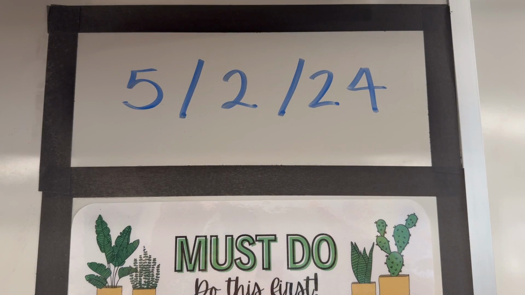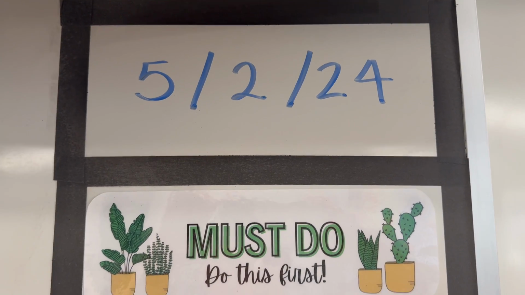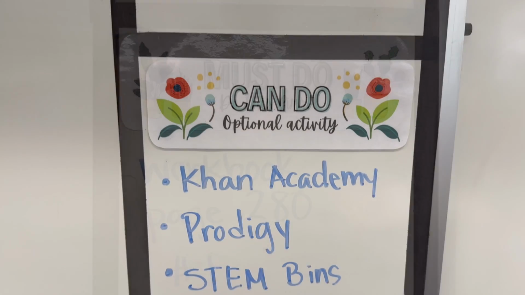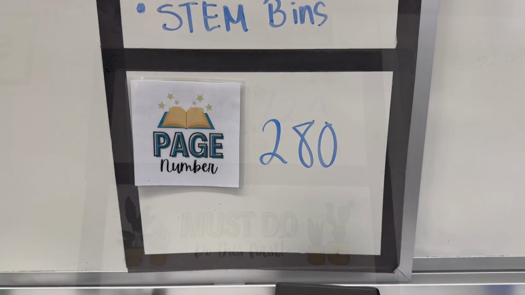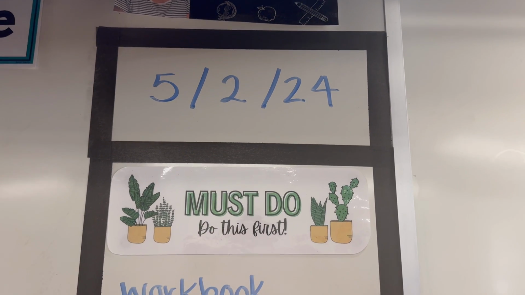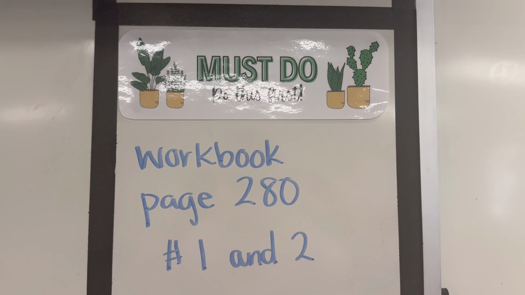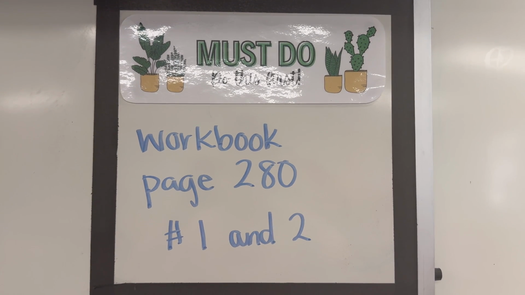I began by using simple black masking tape to create these four sections: the date, must do, can do, and page number. The top is just the day's date, and below it is the must do section, which is where I write the task or assignment students must do first.